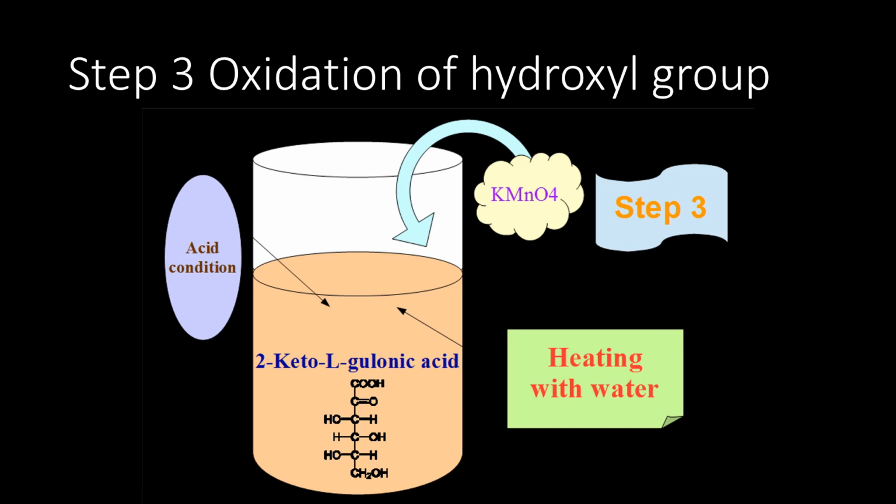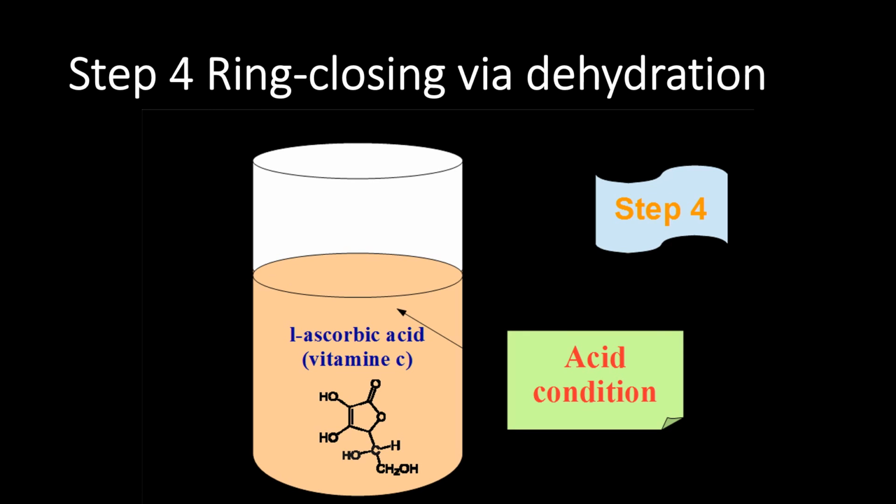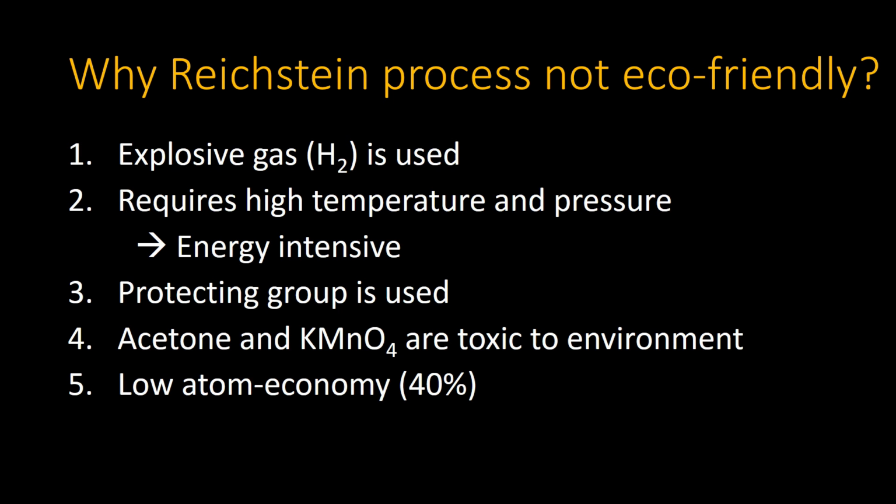That's right, and we're almost done. The compound is called 2-keto-L-gluconic acid. Under acidic conditions, it will undergo ring closing by dehydration, and then it becomes vitamin C. Wow, that is a long process. Yes, and the process is not friendly to the environment, even though its percentage yield is quite high.